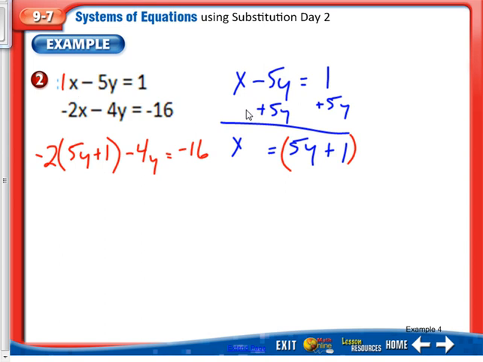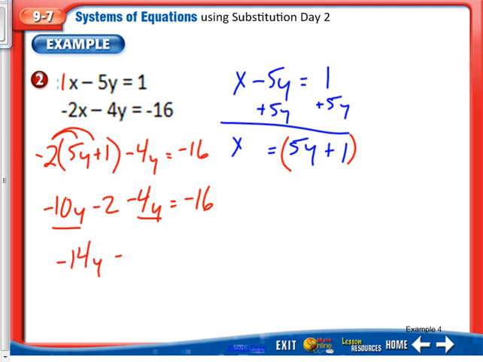It doesn't really matter. All right, now we need to distribute this negative 2, so I'm going to get negative 10y minus 2 minus 4y is equal to negative 16. Now I need to combine like terms, so I'm going to get negative 14y minus 2 is equal to negative 16. I need to add 2 to both sides. Okay, just following my steps of algebra here, so I get negative 14y is equal to negative 14.